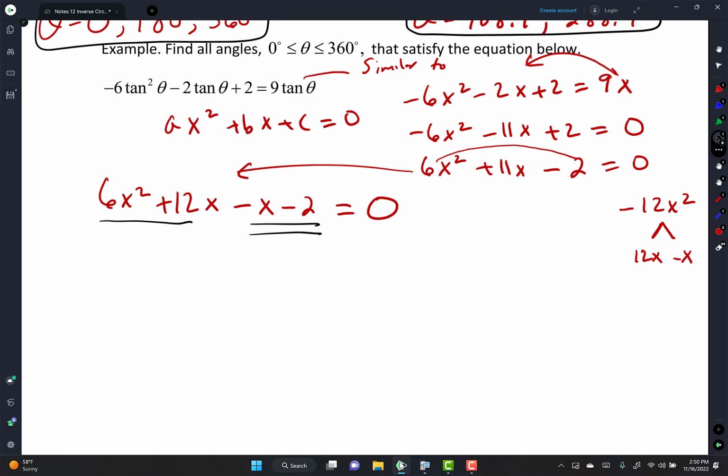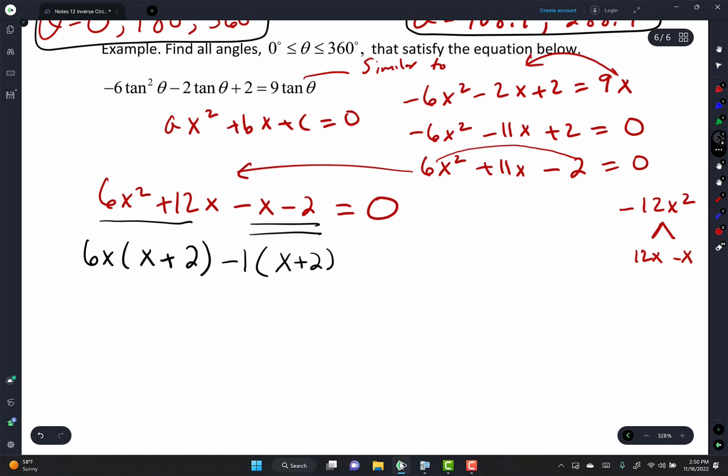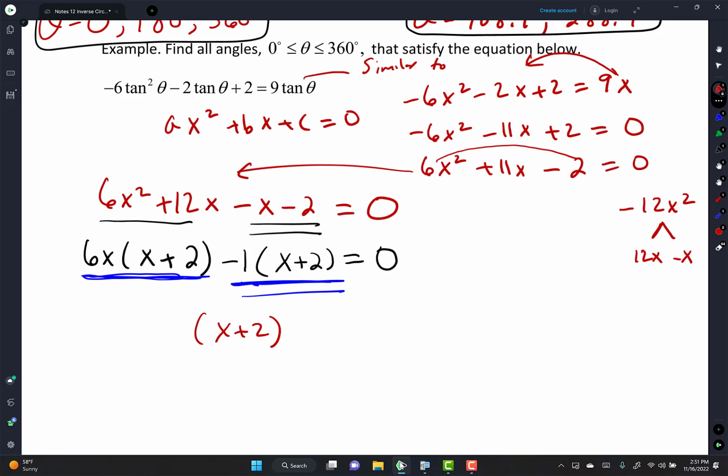Cool. What can I factor out of the first two? If I factor out a 6x, I'm left with x plus 2. That's what I want to get again. So what can I factor out of the next two? A negative 1. And look what you have. x plus 2. Don't be a robot. Think of this as a product, a term, and another term. What do both of those terms have in common? An x plus 2 factor. And if you factor out the x plus 2, what do I have on the outside left?